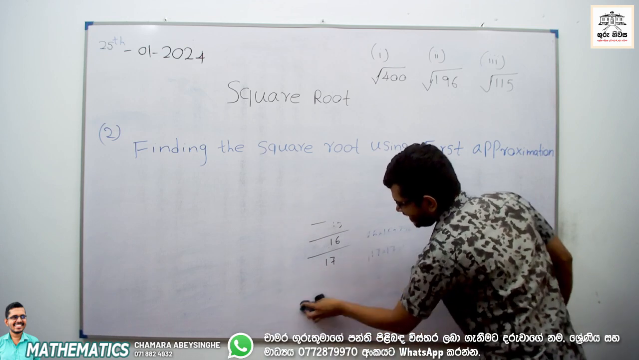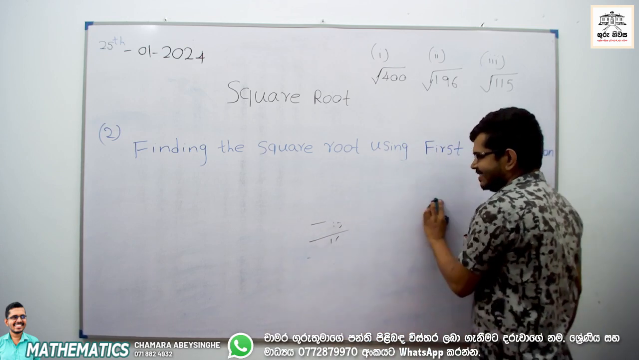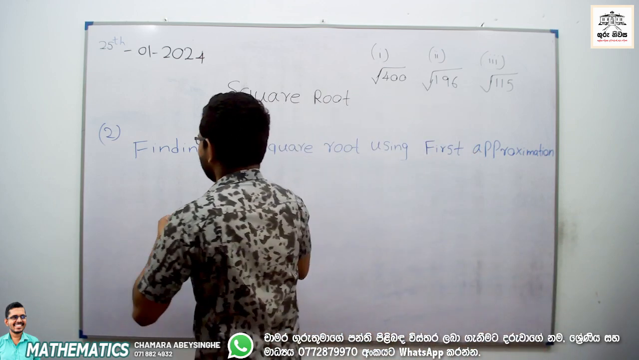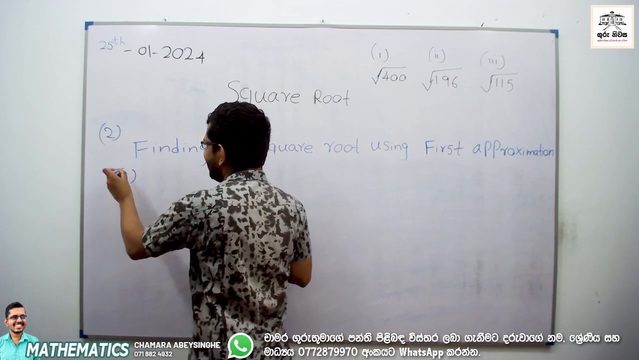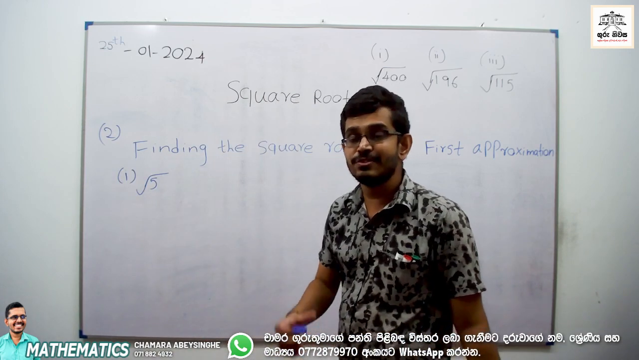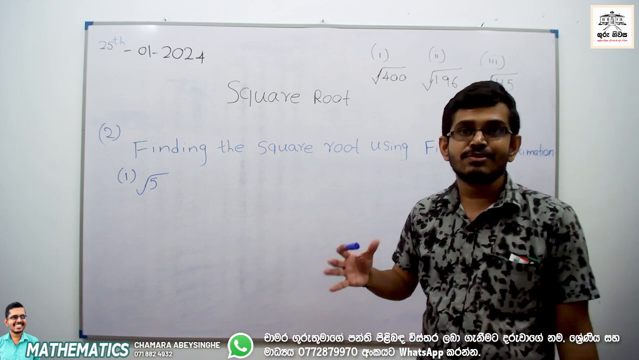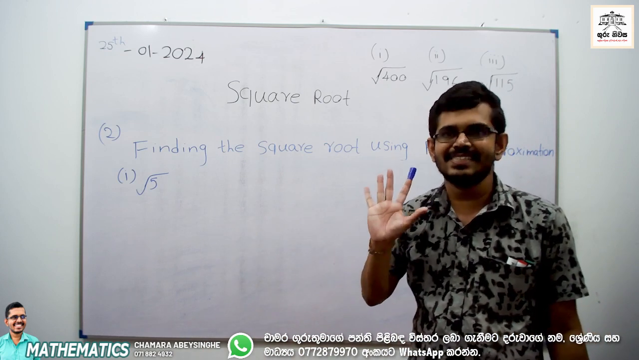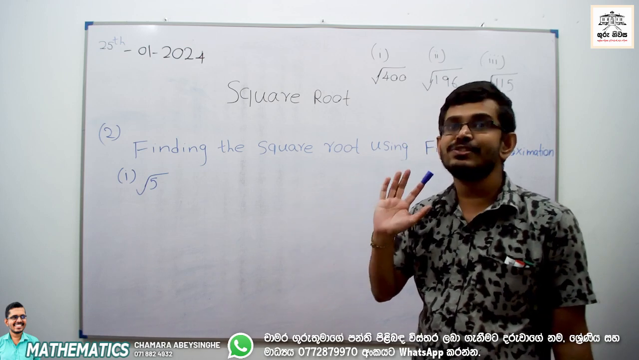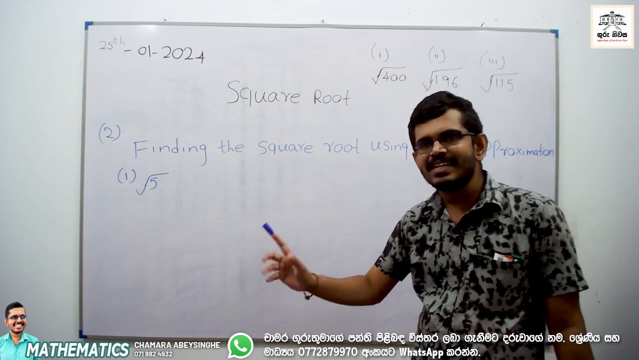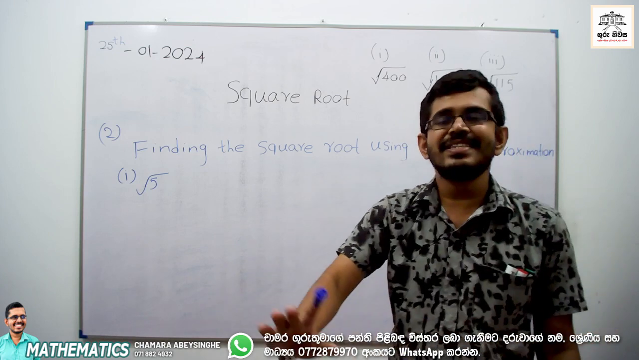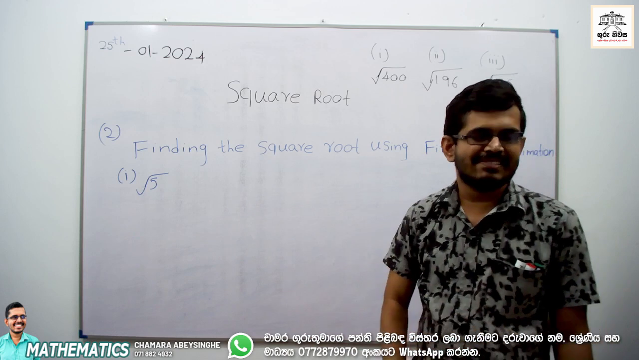Okay, my first example is, student, find the square root of square root 5. You should find the value of the square root 5. Very important question. Listen carefully. If you understood one example, definitely other questions are no problem, because it's the same method, same pattern.